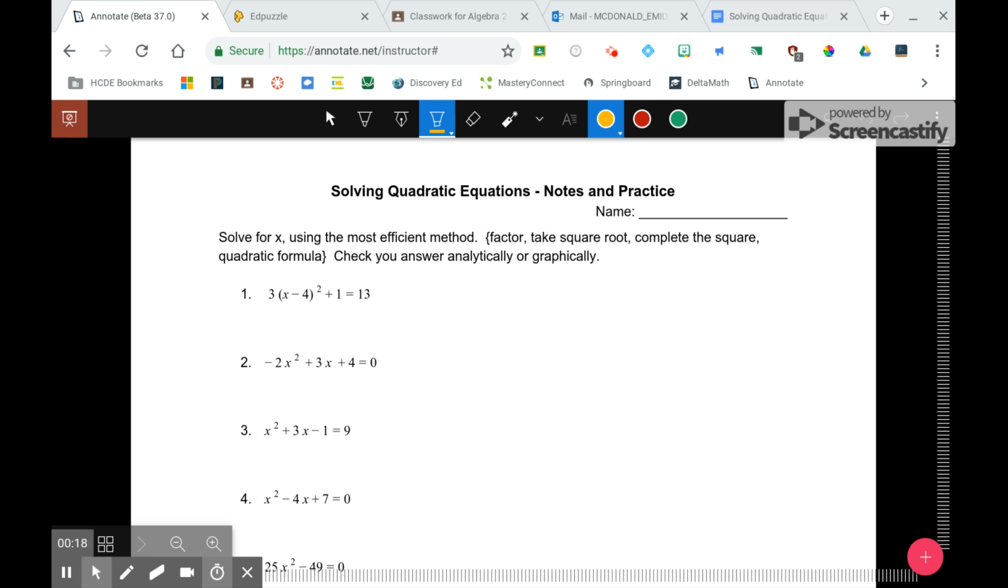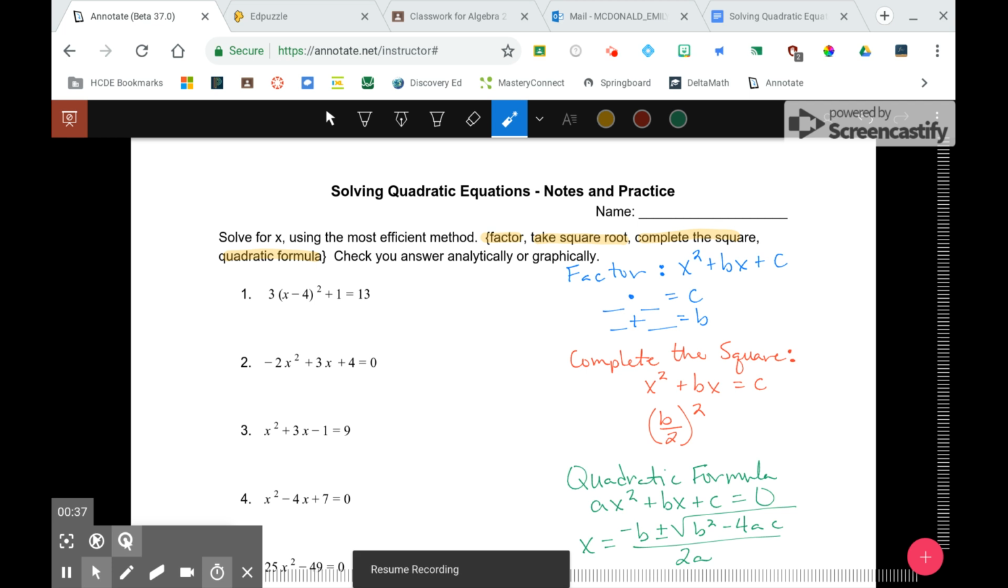So you can stick with the quadratic formula if you'd like, but sometimes it may be quicker to factor, take the square root, complete the square, or again, just use the quadratic formula. So we are going to look at these equations and determine which is the easiest, most efficient method, and then solve it and graph it. So let's quickly refresh our minds on the different methods.